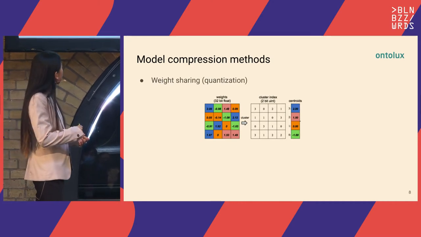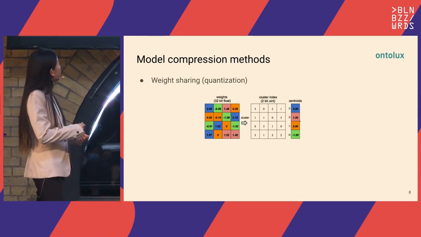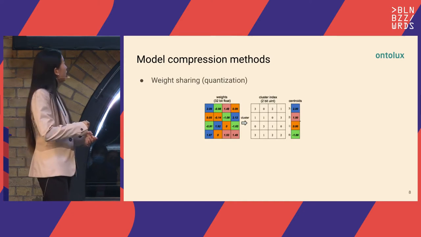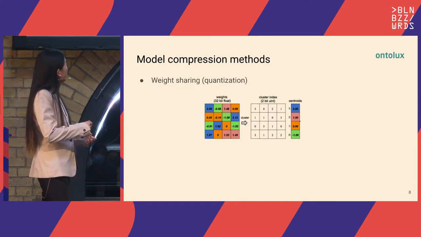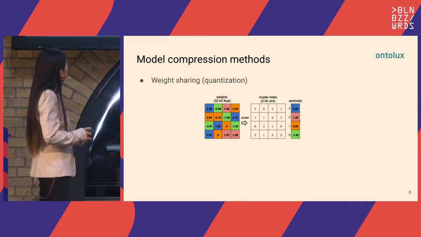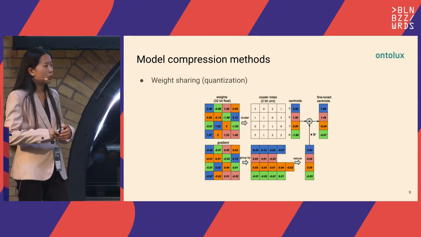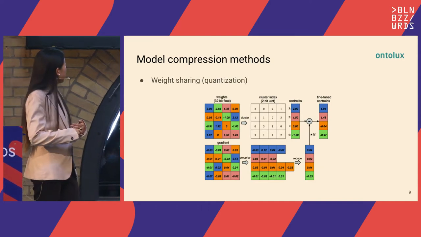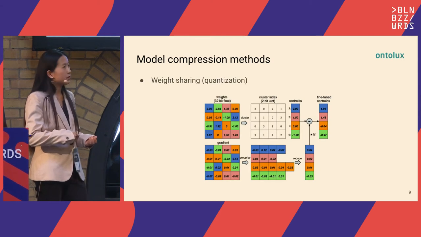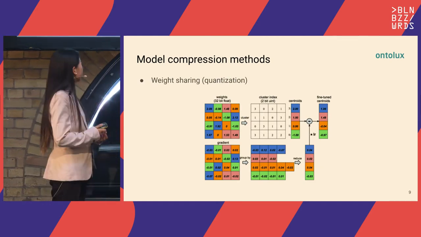So in this way, instead of having a 4x4 matrix with 32 bytes each, now we only need an index matrix which indicates which cluster the value belongs to, which is only 2 bytes per unit, and then the short of each cluster. And in this procedure, it's also quite common that we do a fine-tuning process in order to further calibrate the model and secure the performance of the model.